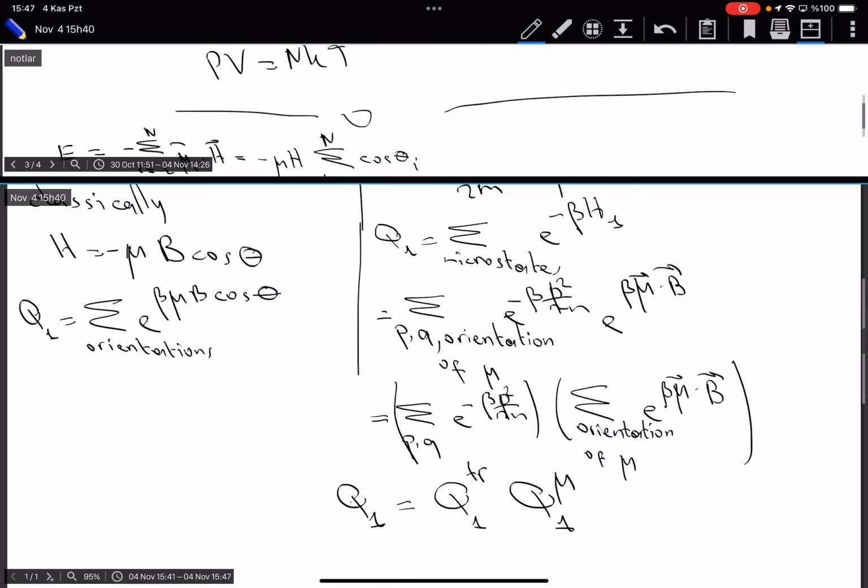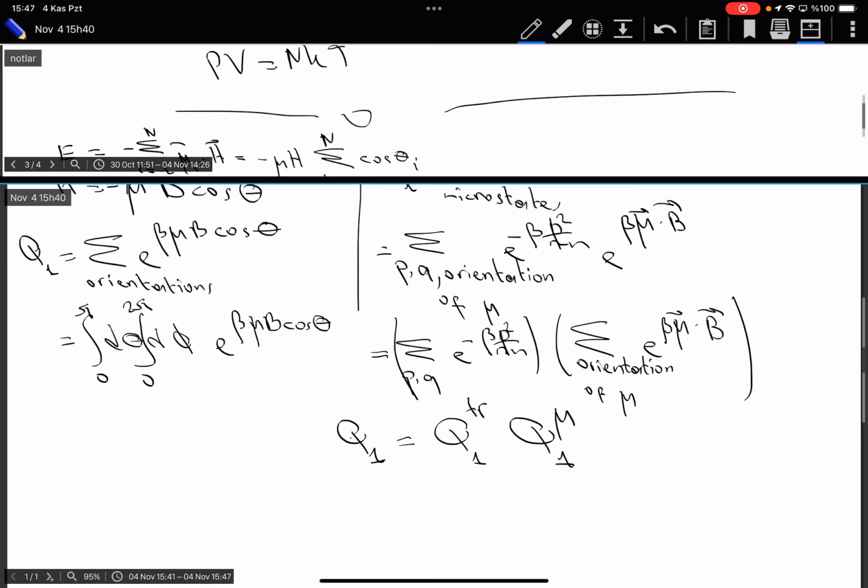Angles. So you are saying that I can write this as d theta d phi, where phi goes from 0 to 2 pi, theta goes from 0 to pi. Yes, this is not the correct summation over possible orientations.